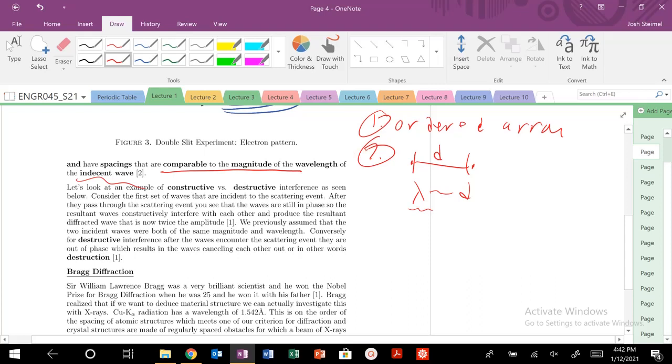Your wavelength can't be smaller than this, because otherwise it won't diffract on these objects here and here. If it's too small, it's just going to go in between them. If it's too big, it's going to miss them as well. So we need that lambda to be on the order of the distance between those obstacles.